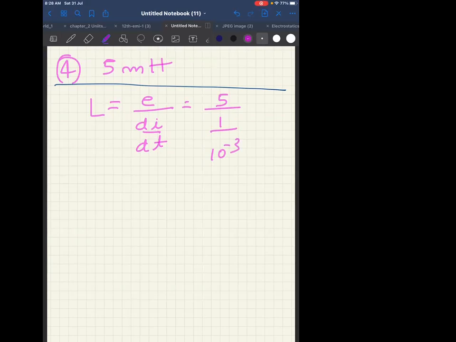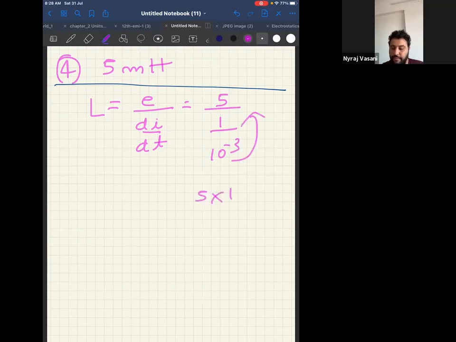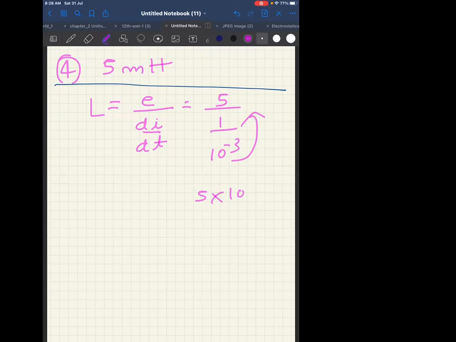Correct. Therefore, this will go up 5 into 10 power minus 3.